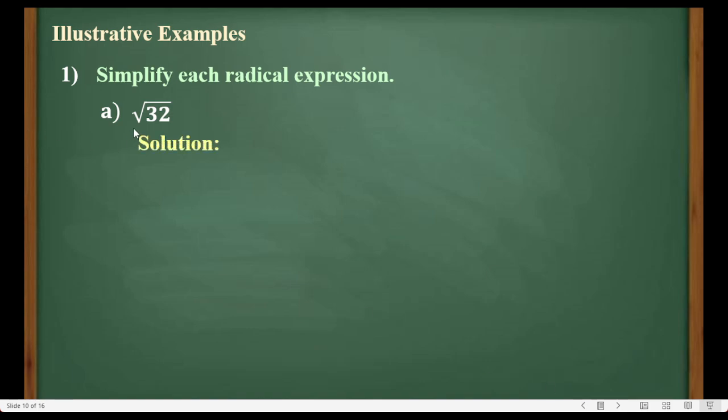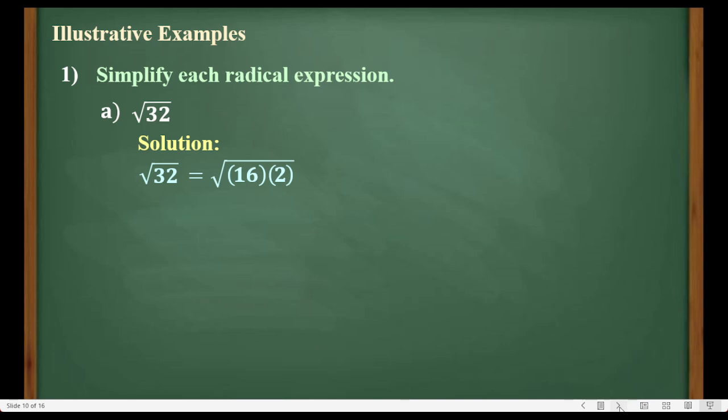extracting the largest perfect square factor from 32. And that is what? 16. And what is that second factor when multiplied by 16 will give us 32? So basically what we're going to do here is we simply divide 32 by 16 in order to get the second factor. And we know that is equal to 2. So at this point, we have 2 radicand factors. One is a perfect square, which is 16, and the other one is 2.